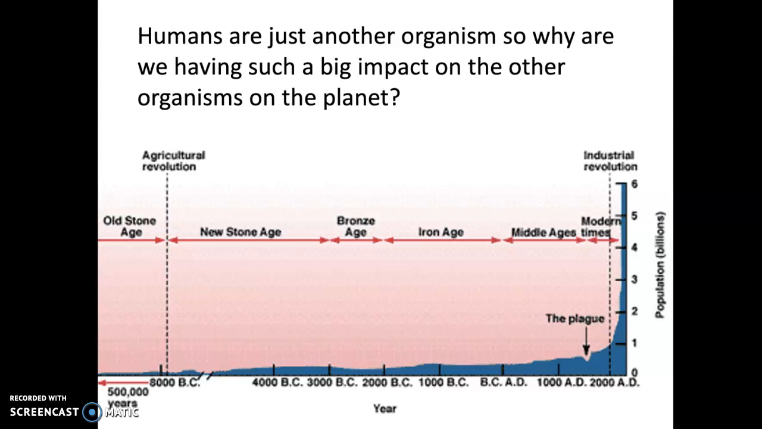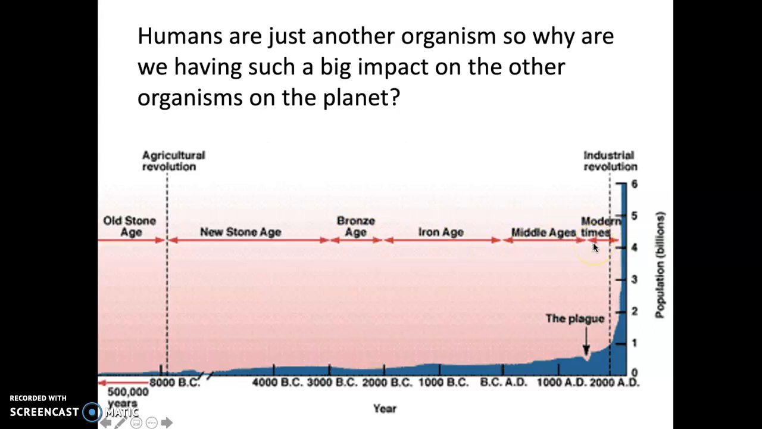Now this graph dates all the way back to before 8000 BC. Have a look as you go across the graph where you'll see the different labels of the stages. So we had the Old Stone Age, the New Stone Age, the Bronze Age, the Iron Age, the Middle Ages, and now we're in modern times.